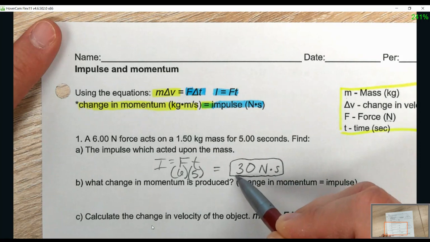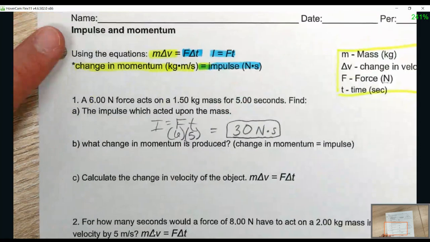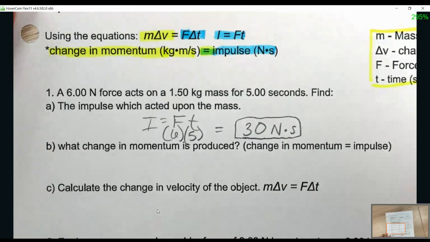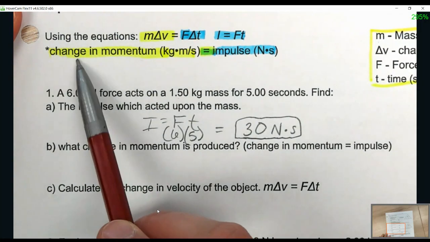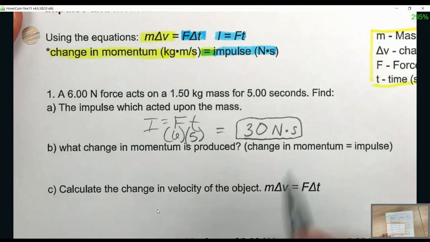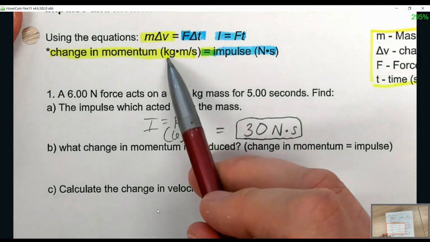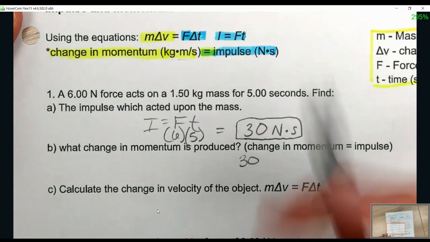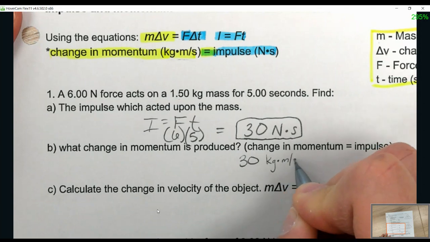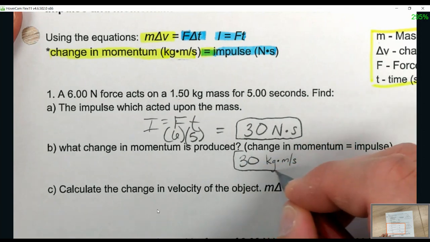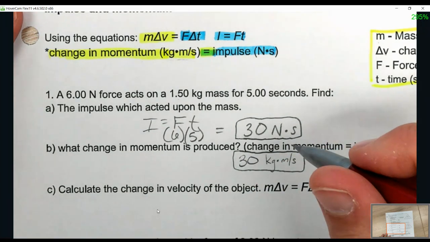Cool. What change in momentum is produced? Well, I don't have any numbers in letter B, so I'm not sure what to do. Looking right here, change in momentum is equal to the impulse. So the number's the same, it's 30, but you're going to use the unit for momentum now. Kilograms times meters per second. There is no special unit for impulse. There is no special unit for momentum.